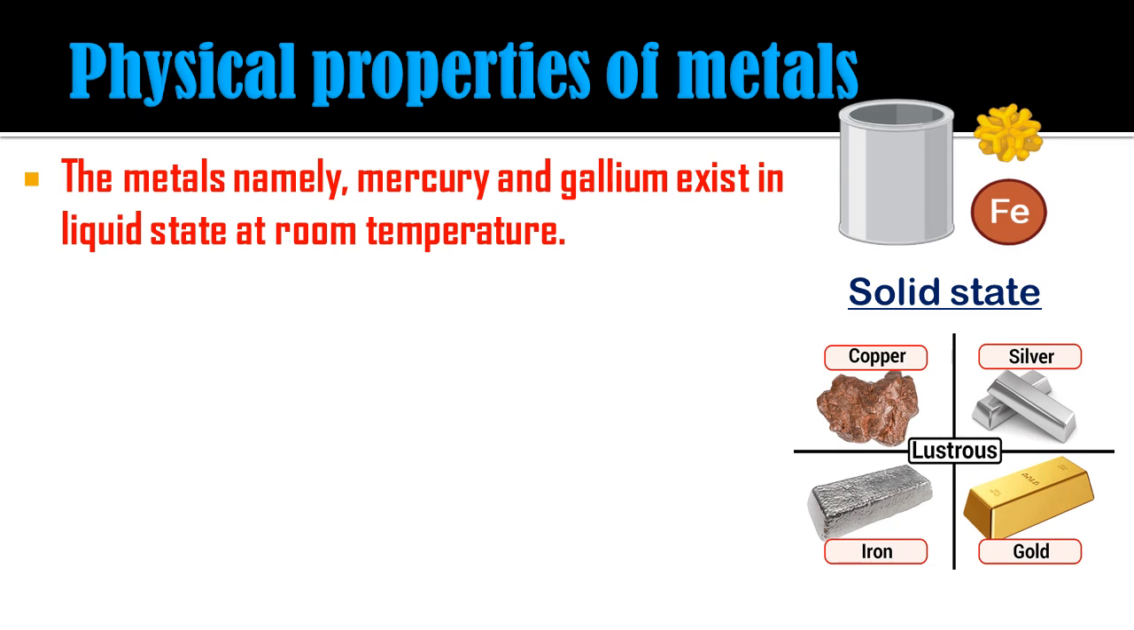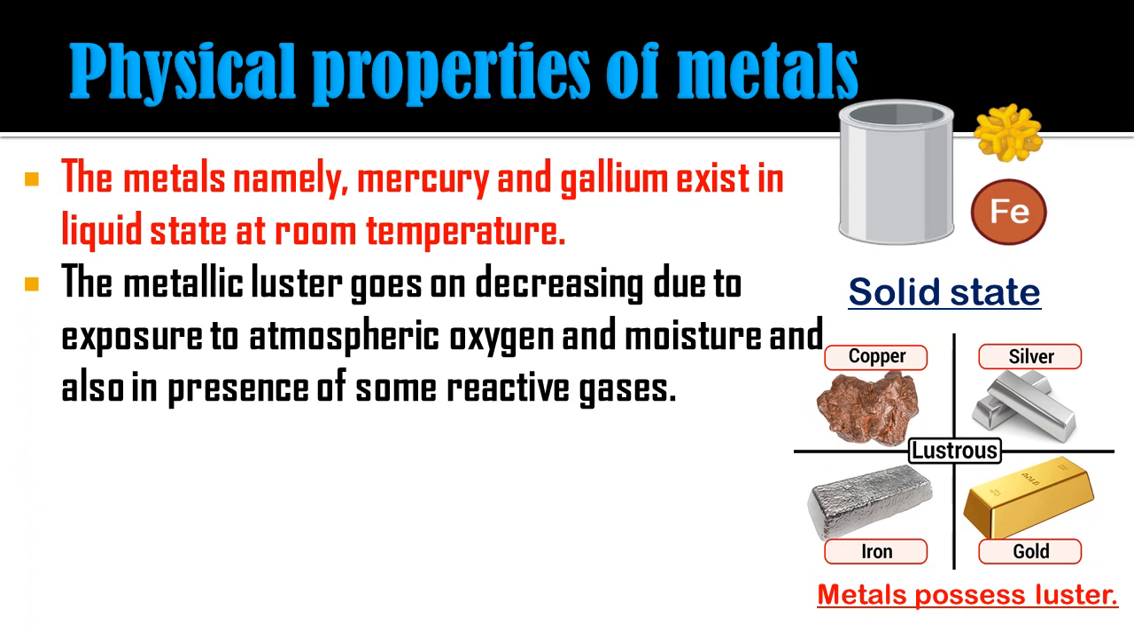And metals possess luster, that means they have the ability to shine. As you can observe in the diagram, copper, silver, iron and gold are lustrous metals, and the metallic luster goes on decreasing due to exposure to atmospheric oxygen and moisture, and also in the presence of some reactive gases. So as the metals are exposed to atmospheric oxygen and water, that is moisture, and different reactive gases, their metallic lustrous characteristic goes on decreasing.